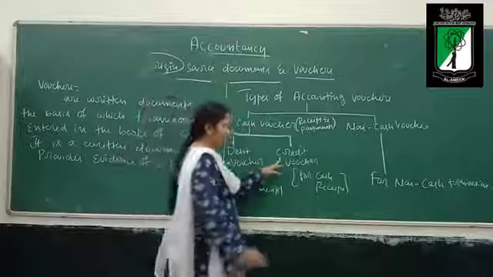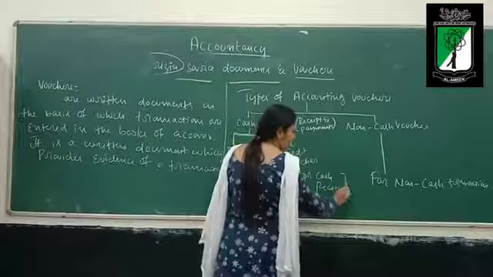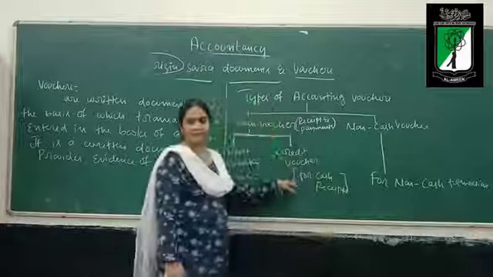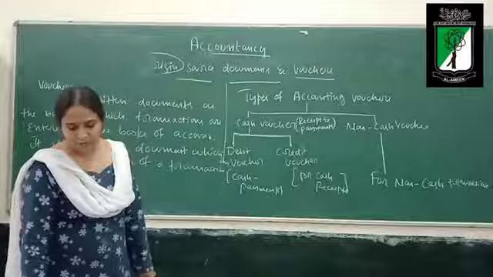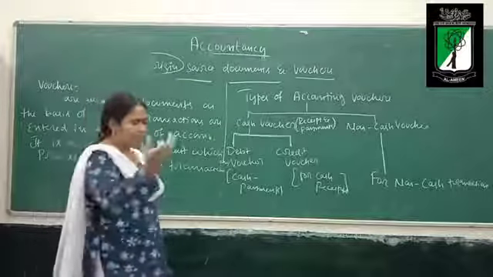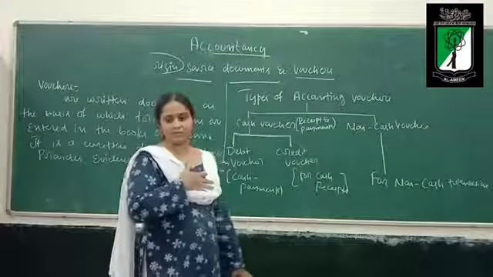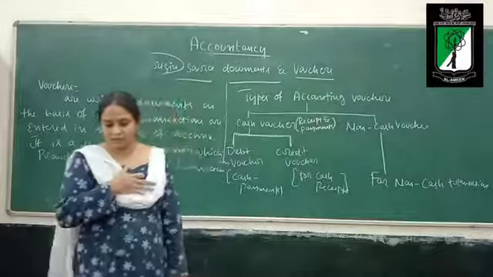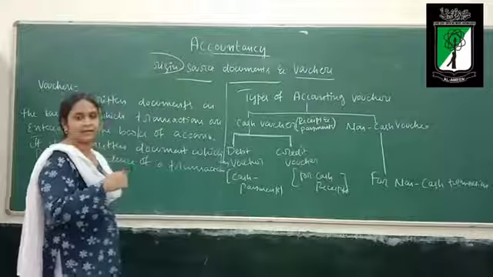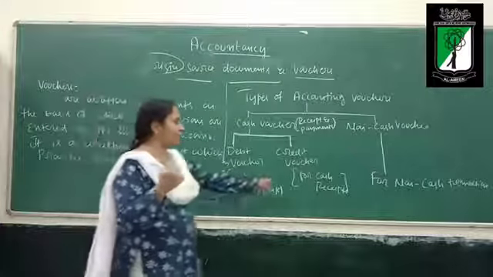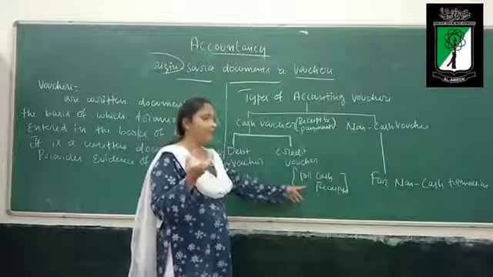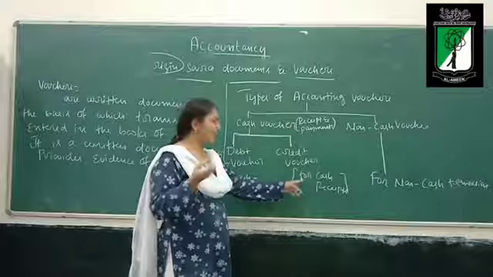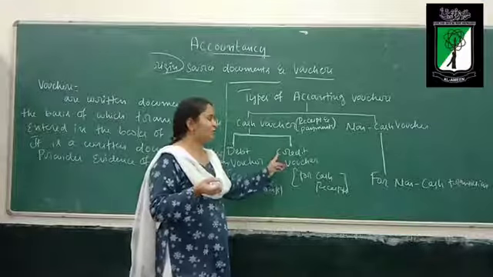A credit voucher is prepared when cash is received. For example, cash collected from the customers, or sale of investment. So these are receipts. When cash is received, what voucher is prepared?